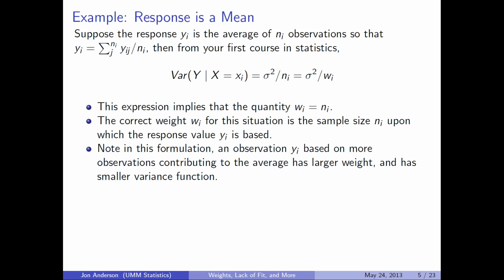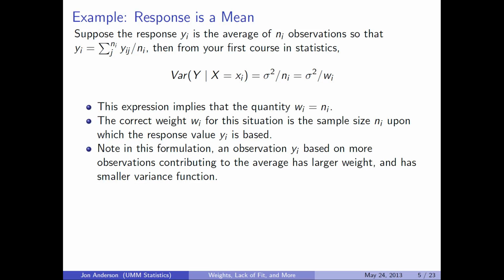What you're supposed to remember from an introductory course in statistics is that the variance of an average is sigma squared over n, or the standard deviation of an average is sigma over the square root of n. In other words, a different y observation might have a different variance because it's been based on different numbers of observations. Sample averages that have a larger sample size will have a smaller variance, and observations that are based on fewer measurements are going to have larger variance.